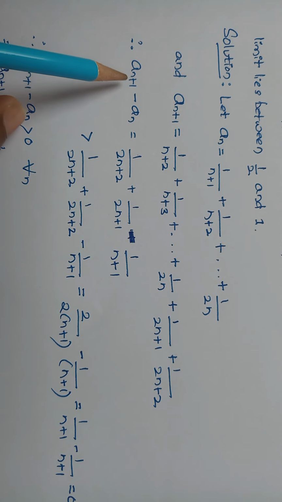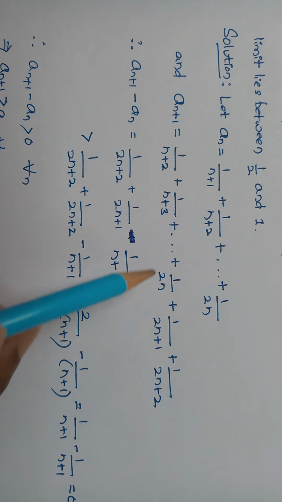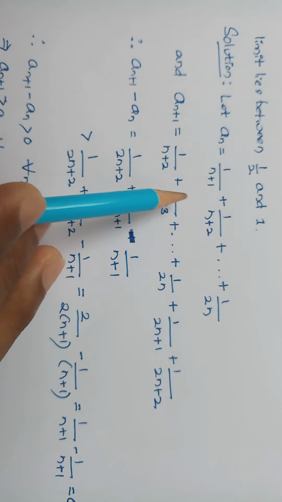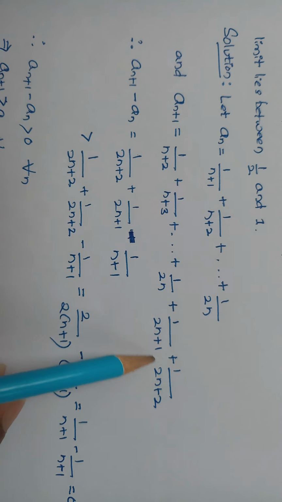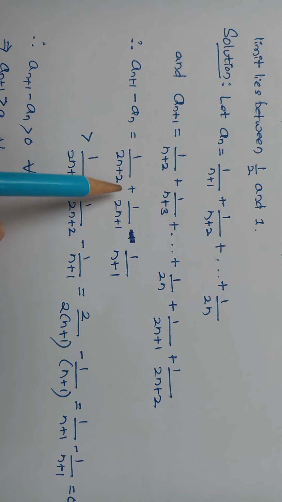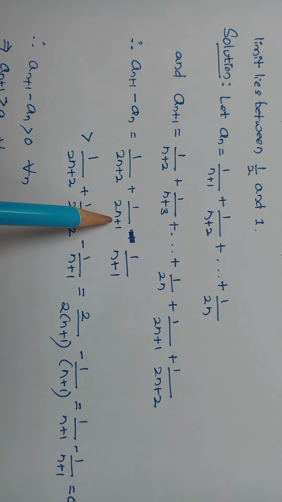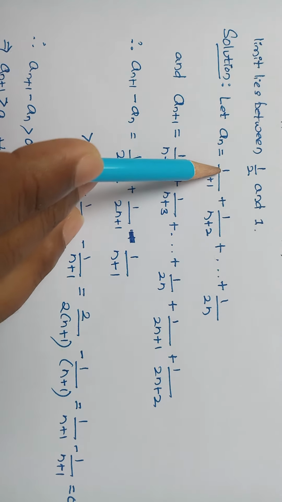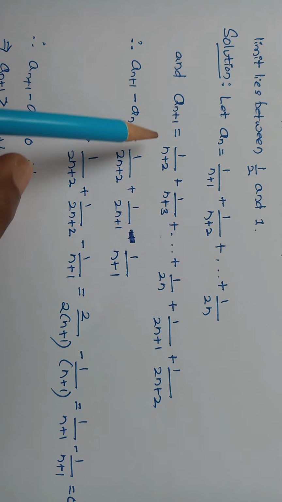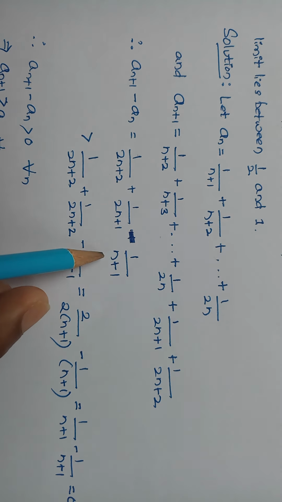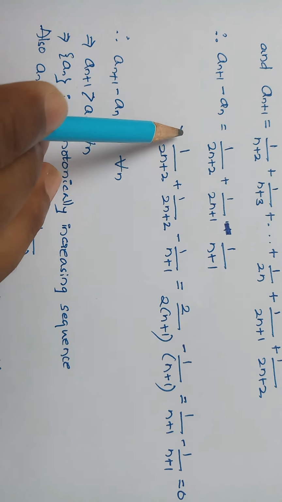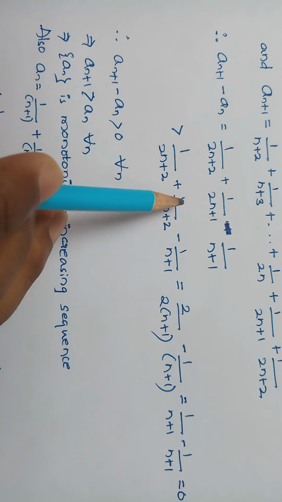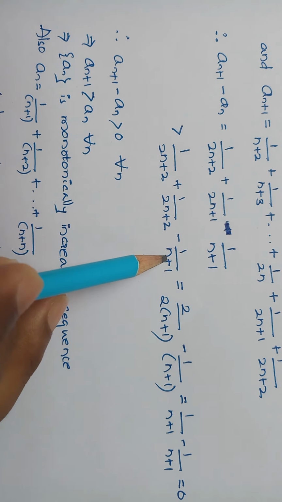So therefore a_{n+1} minus a_n is equal to, so this n plus 2, this n plus 2, n plus 3, n plus 3, up to 1 divided by 2n, 1 divided by 2n. So the remaining terms are what? 1 divided by 2n plus 2 plus 1 divided by 2n plus 1, minus this term. This doesn't vanish with any term, so minus 1 divided by n plus 1. So this is strictly greater than 1 divided by 2n plus 2 plus 1 divided by 2n plus 2 minus 1 divided by n plus 1.